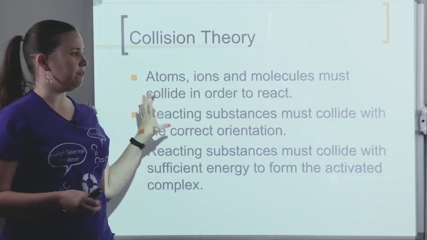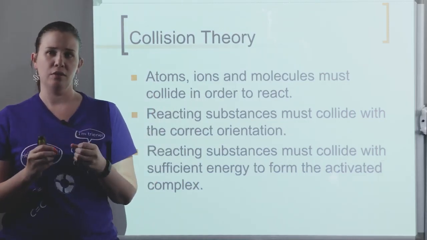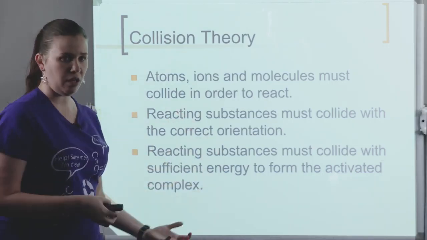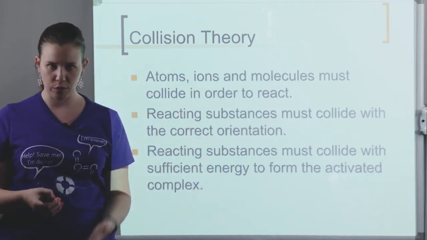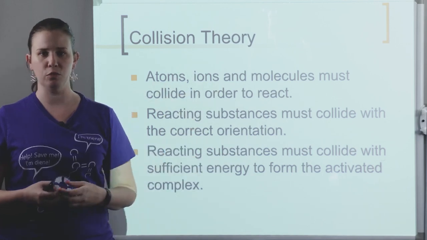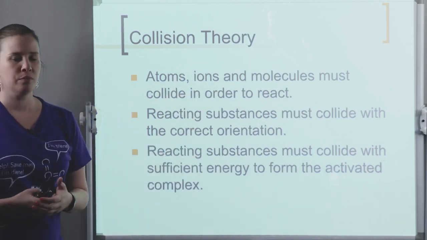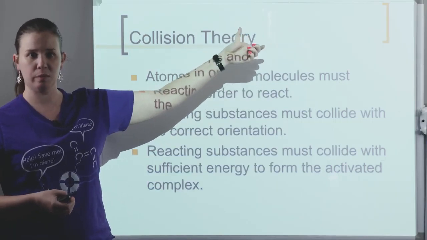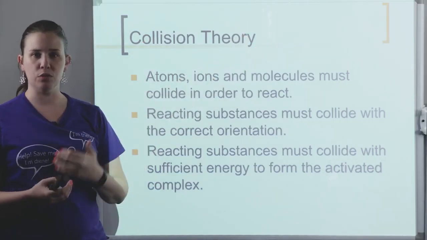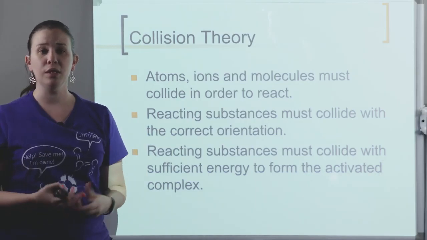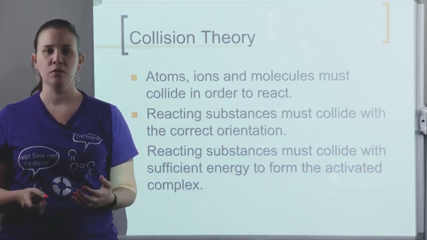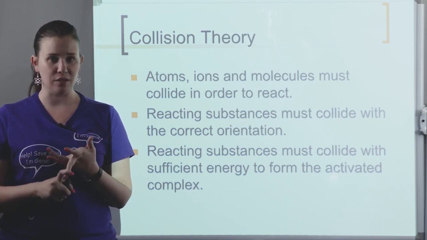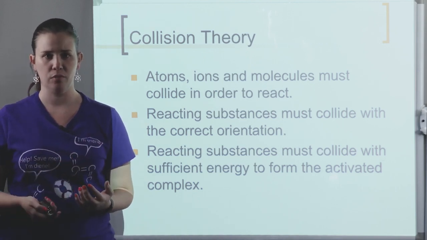They have to be facing the right direction, meaning they have to kind of fit together like a puzzle, and then they have to have enough energy in order to actually break the existing bonds in order to move on to forming new bonds. So collision theory is going to explain, remember theories explain, how collisions produce effective reactions. What do we need for an effective reaction? We need collisions that have enough energy and are facing the right way, correct orientation.